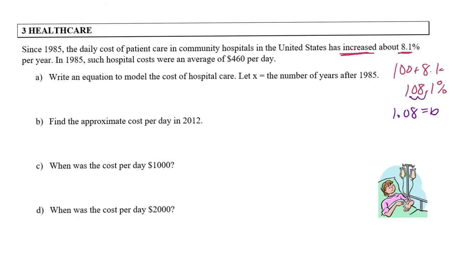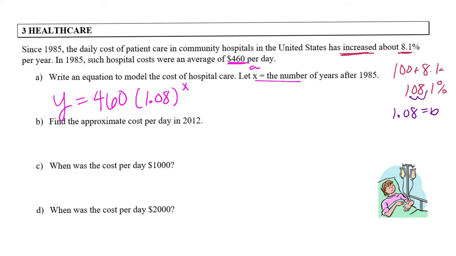And it says write an equation. Oh, sorry, let me finish reading it. Per year in 1985, such hospital costs were averaged $460 per day. Write an equation to model the cost of hospital care. Let X be the number of years after 1985. So it already defined X for us. All right, so Y equals 460, because that's our start value. That's our A, times 1.08, which is our B, to the power of X.